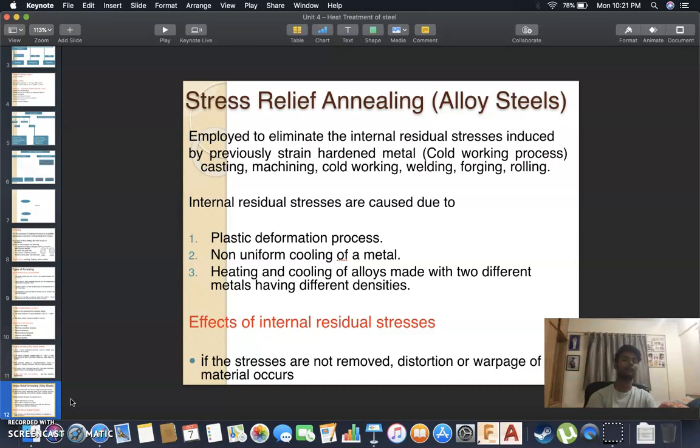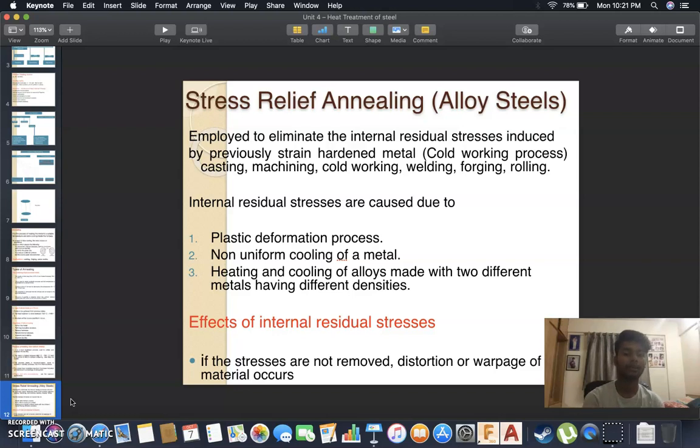So another type of annealing is stress relief annealing, which is also known as for alloy steels, employed to eliminate the internal residual stresses induced by previously strain hardened metal. In this, the process uses cold working process, and the applications are casting, machining, cold working, welding, forging, and rolling.